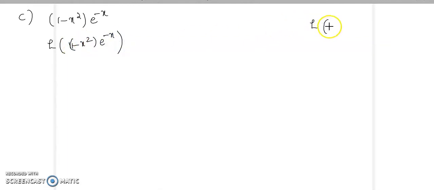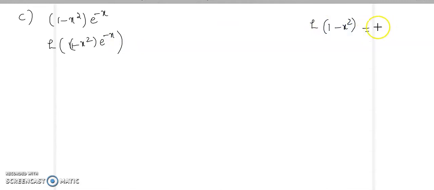And next you have 1 minus x square into e raised to minus x. So L of 1 minus x square e raised to minus x. First we need to find what is L of 1 minus x square.